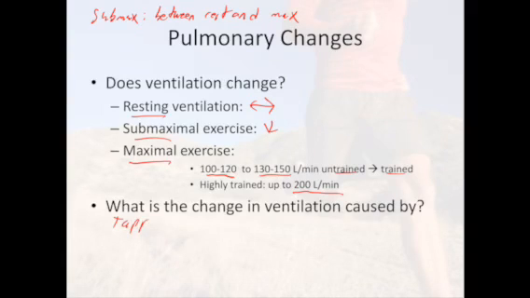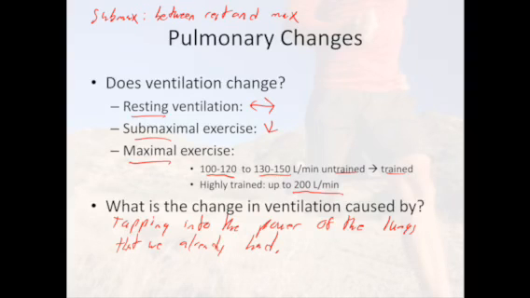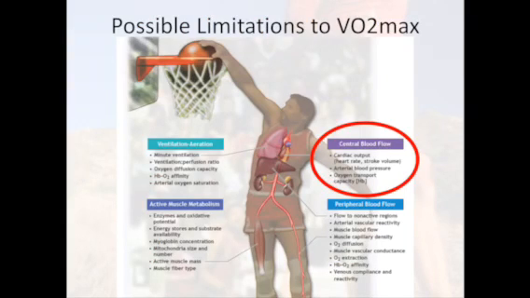All we're really doing is tapping into the power of the lungs that we already had. So all we're doing is pushing those lungs further into the capacity that was already there. We're not really training up our lungs to be stronger. We're actually just driving them further with higher levels of CO2, higher levels of metabolism, because other parts of the body can handle that. So really just tapping into the power that was already there in the lungs. Okay, so that's the ventilation piece.